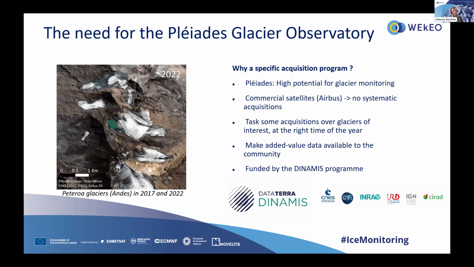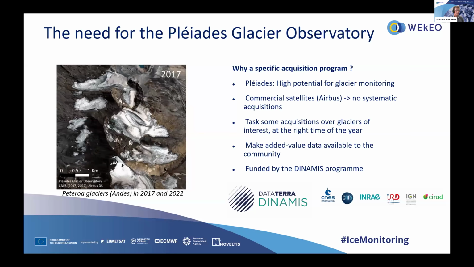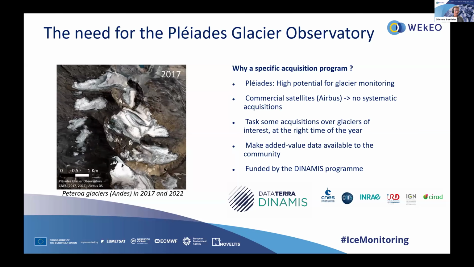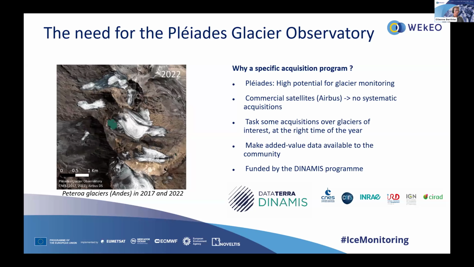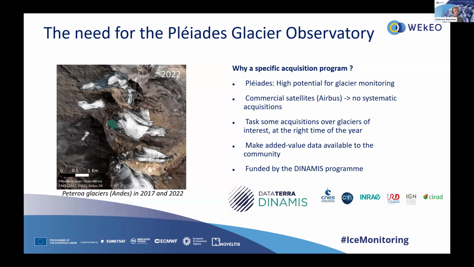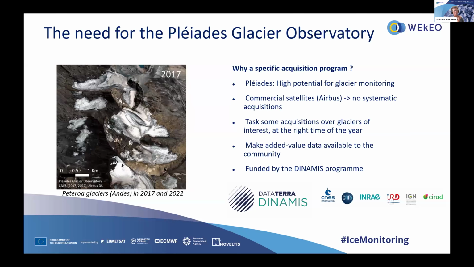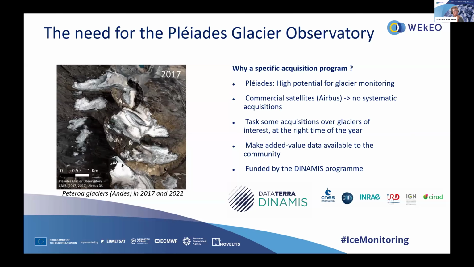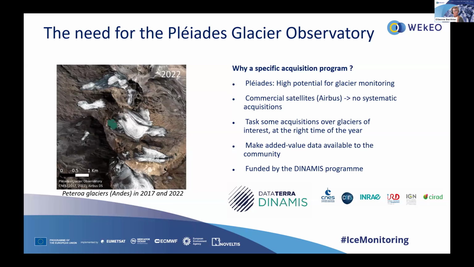So the question you could ask is, why did we need a special project? Why did we need the Pleiades Glacier Observatory and a special acquisition program? This is because we rely on high-resolution stereoscopic data, such as from Pleiades. They have a high potential for glacier monitoring, but they come from commercial satellites. In the case of Pleiades, they are operated by Airbus Defence and Space. So there is no systematic acquisition program. The satellite will acquire images only when a user is asking for the satellite to do so and when the user is actually paying for it.